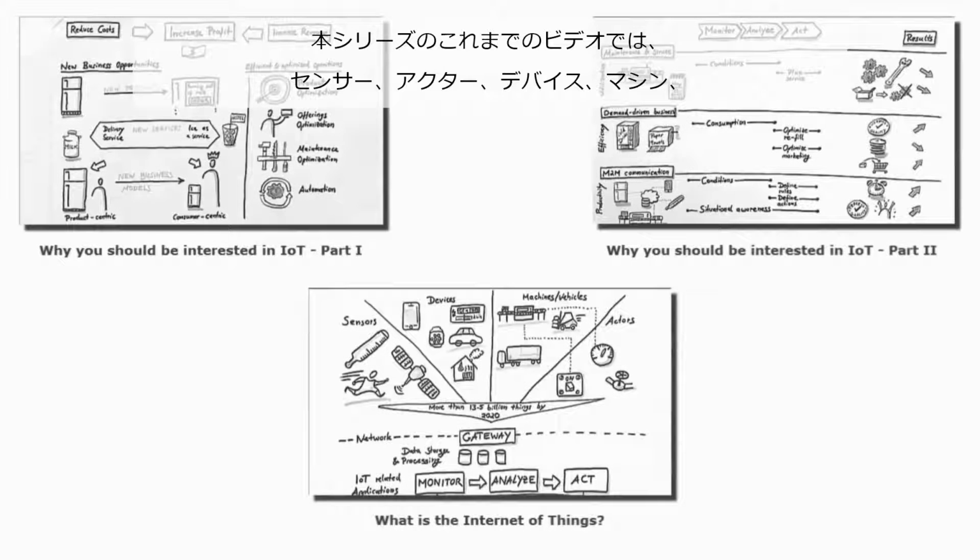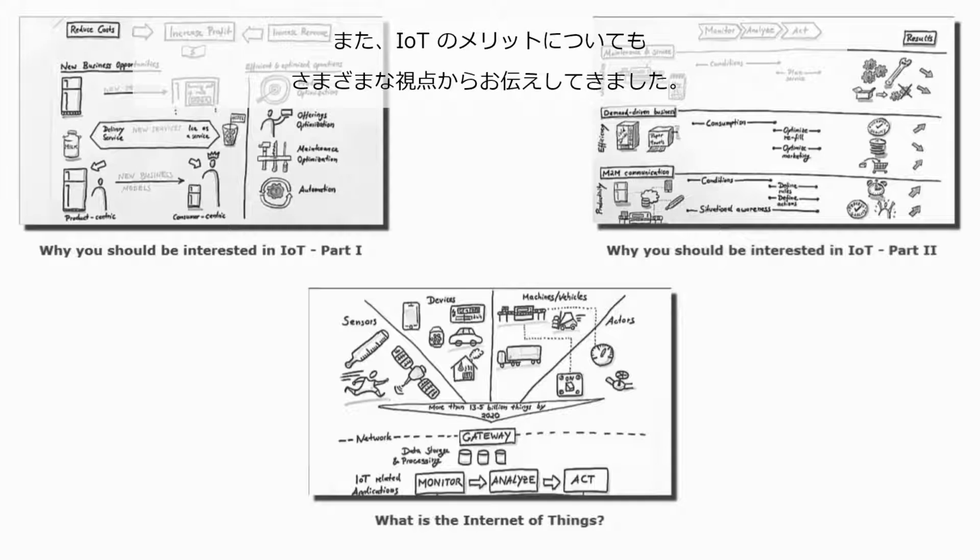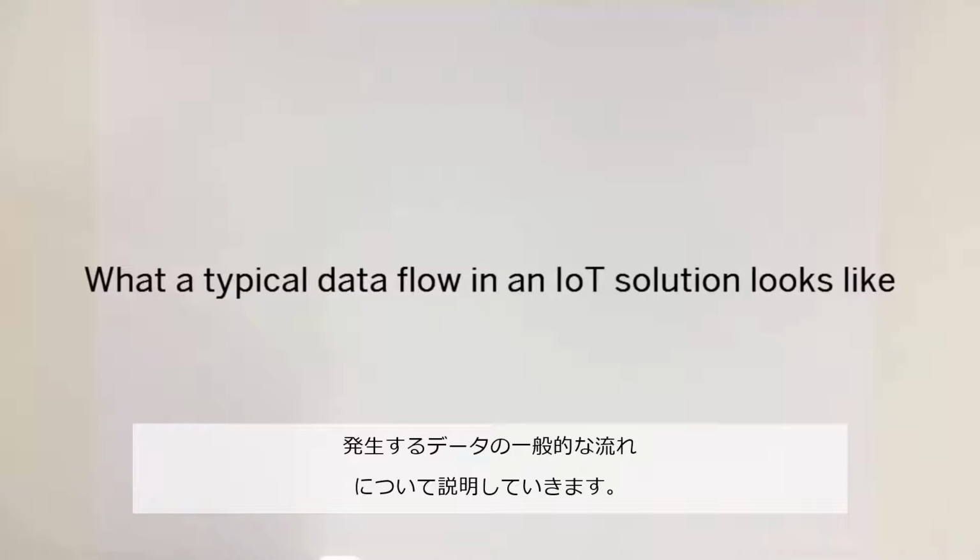In previous videos in this series, we discussed the technical elements of IoT, such as sensors, actors, devices, machines, and gateways. We also mentioned the benefits of IoT from a variety of perspectives. In this video, we are going to look into what a typical data flow in an IoT solution looks like.